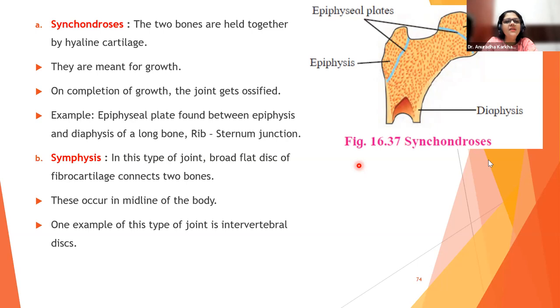Any difficulty? Two types of slightly movable joints: synchondrosis and symphysis. Three types of immovable joints: sutures. Remember? Which was the second one? After sutures, which was it? Try to recollect. Three types of immovable joints. First was sutures, which I told you about for the skull. Second one was?